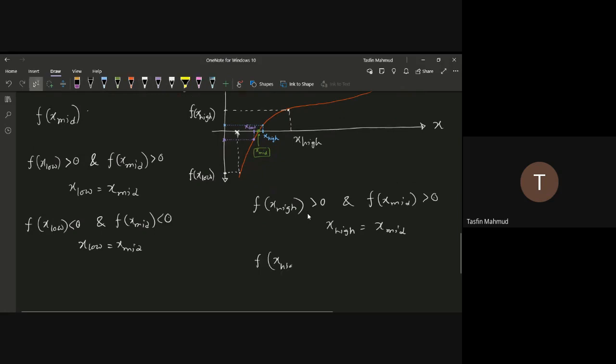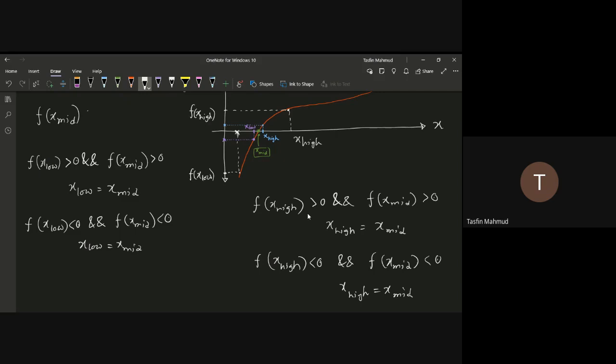And also if f of x high is less than 0, and f of x mid is also less than 0, then we will also update it as f of x mid. So this is actually a double ampersand. We are doing a conditional check whether they're true or not. So that's the iteration or the checks where we will calculate this type of thing.